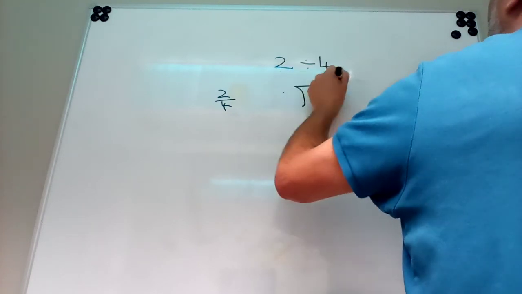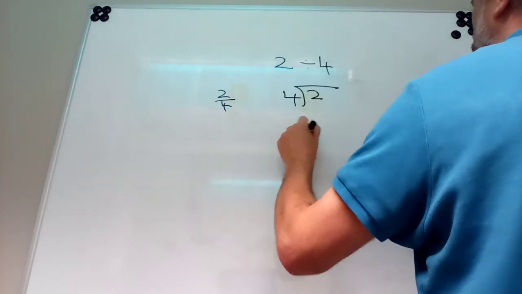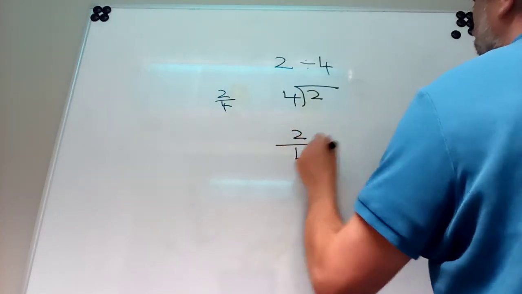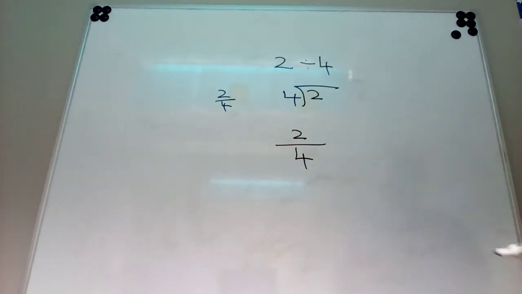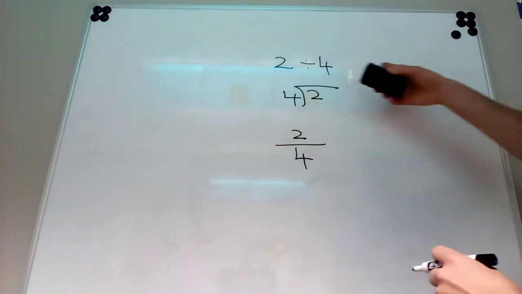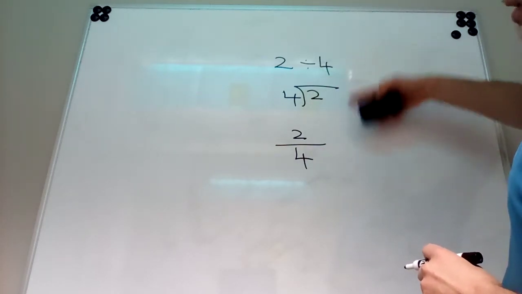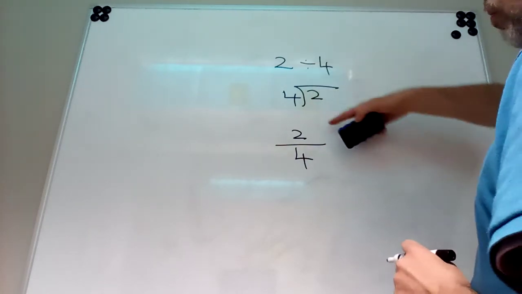We can also write 2 divided by 4, or we could write 2 over 4. This fraction bar is also considered another way of writing division. So either one of those would give you the same answer. If I worked this out, all three would be the same. It's just different ways of writing division.